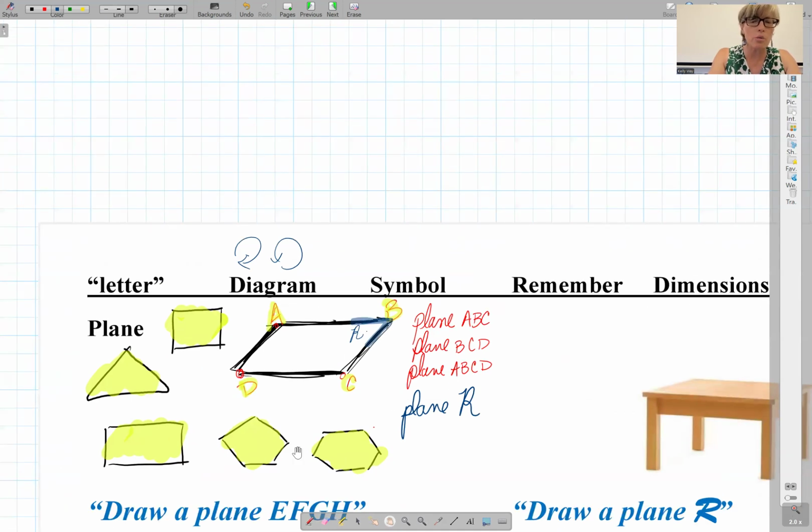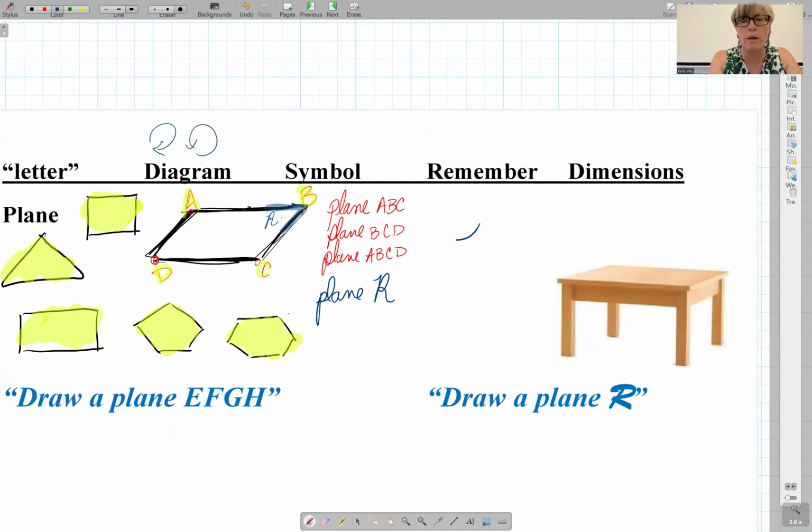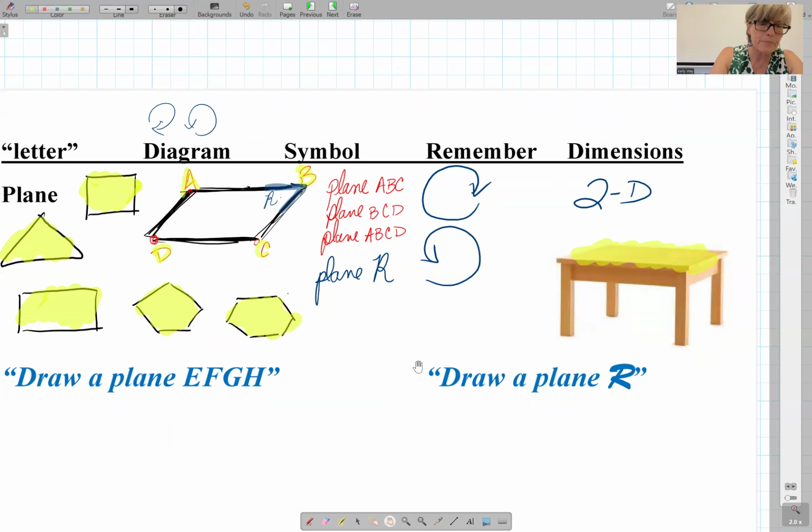Okay, what do I want you to remember? Super important. You label the corners clockwise or counterclockwise. A plane has both length and width. Therefore, of our letters, if you will, it is 2 dimensions because you could shade the plane.